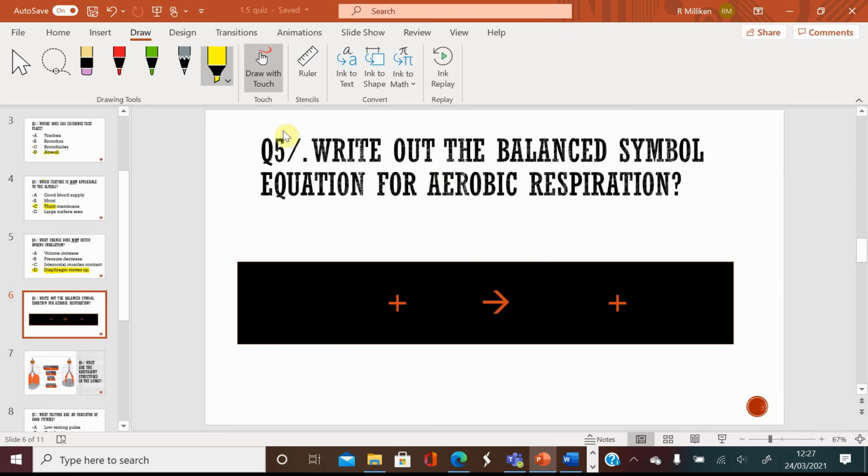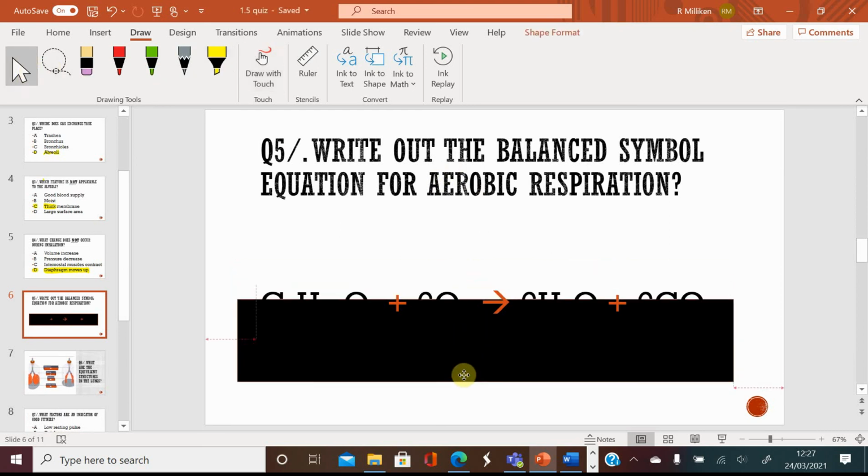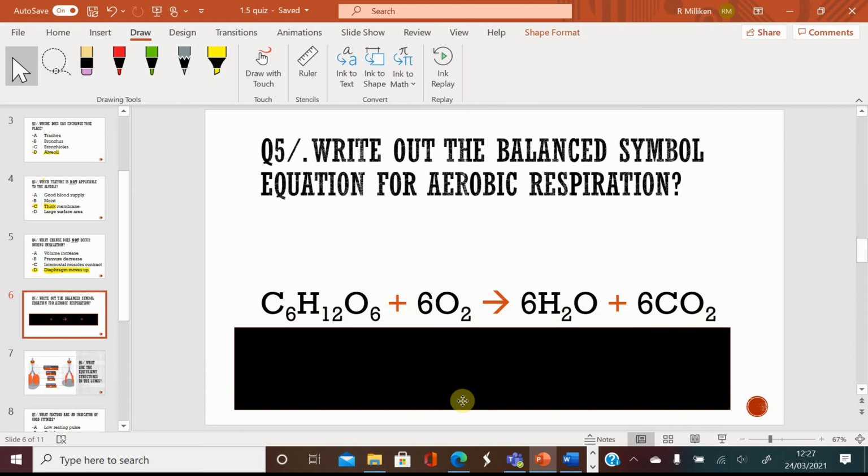Write out the balanced symbol equation. Okay, I've done it for you here, I hope. So there you go. Glucose C6H12O6 plus the 6 oxygen, 6O2 gives you 6 waters and 6 carbon dioxides. Okay, that's one to memorize and learn.